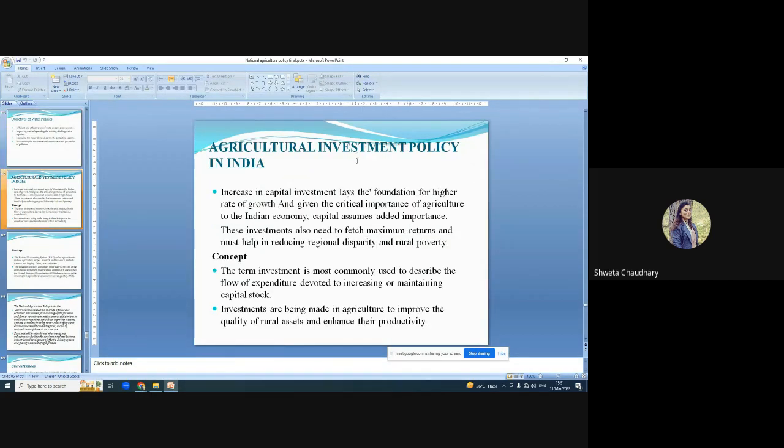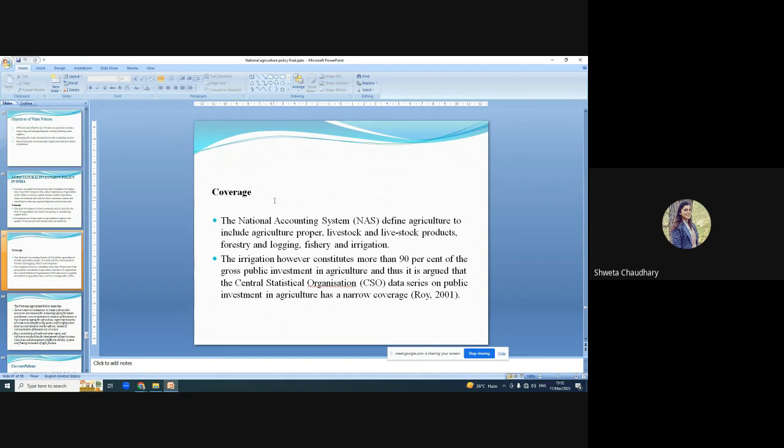Then agriculture investment policies. Where you will be investing, how you will be investing, that is the major part. Suppose we will be investing where we will be getting the highest profit. So these are the major decisions. Agriculture should be so as to improve the quality of rural assets and enhance their productivity. So the national accounting system is there for this, defining agriculture to include agricultural and livestock products, fisheries, irrigation, etc.